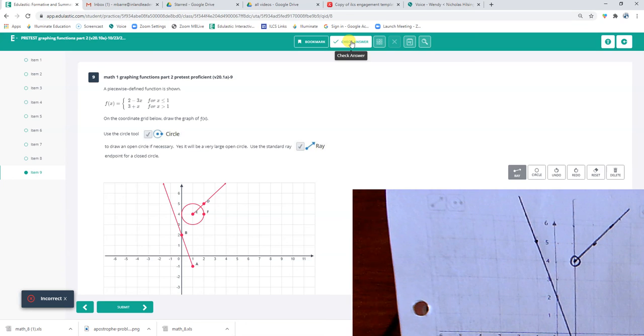All right, I'll have to fix this one, or I'll have to hand grade it. You know what? This will probably be a hand grading one. I'll look at your picture. I'm not sure why Edulastic doesn't grade this correctly.